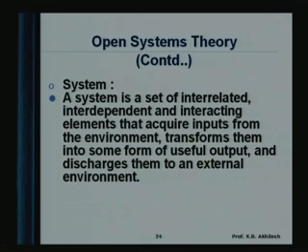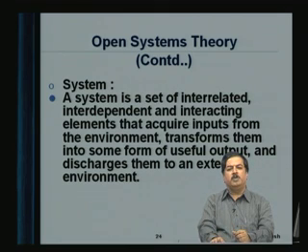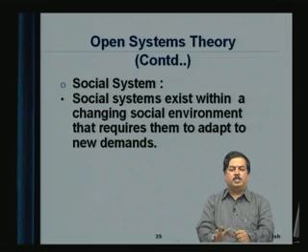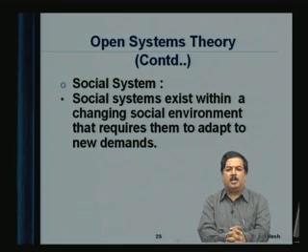an external environment. So, that means there is a resource interdependence, then the interrelating of various elements within the organization to convert these inputs, and the transformation, and then contributing to the output which goes back to the environment. So, that is where we are talking about open systems theory in terms of the social system. The social system exists within a changing social environment that requires it to adapt to newer demands.